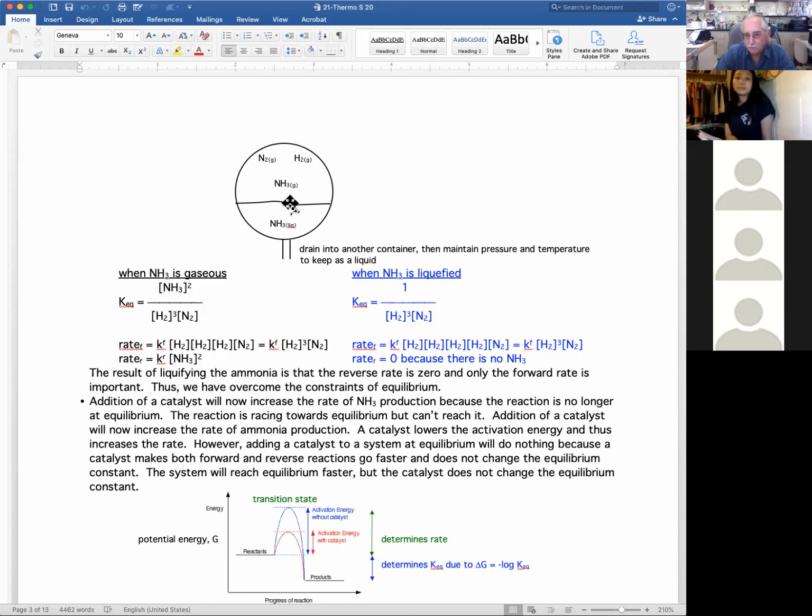So now I can drain that ammonia off, put it into another container, maintain the pressure, maintain the temperature, and keep it as a liquid. Later on, I could acidify it and turn it into, say, the ammonium ion, which will now be soluble in water and won't ever run away as a gas.